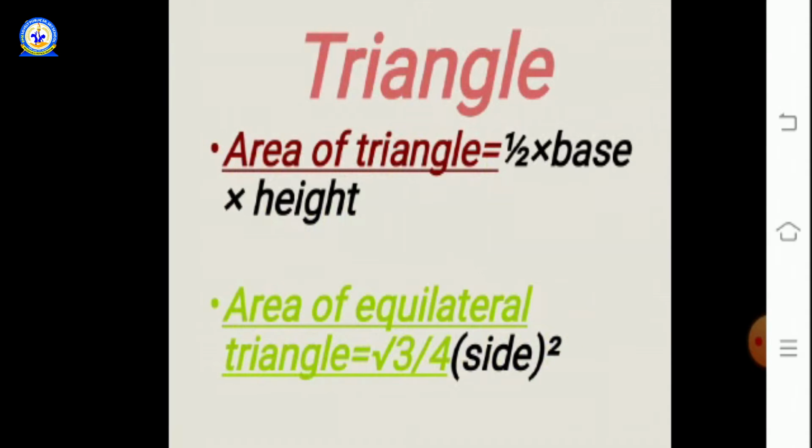Triangle. Area of triangle is equals to half into base into height, and area of equilateral triangle is equals to root 3 upon 4 into side square.